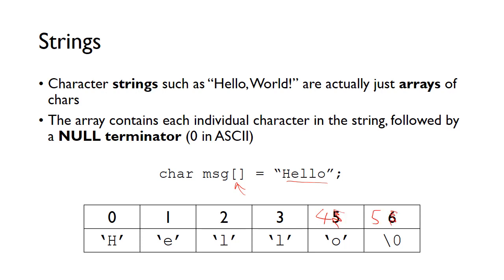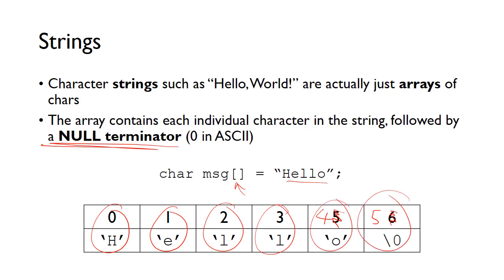So this array is actually going to have 6 elements, 0 to 5. Message 0 will be H, message 1 E, 2 is L, 3 is L, 4 is O, and then 5 will contain this special null terminator. You have to write it as \0, because if you write 0, it's going to think you're talking about the character 0. We don't really see this. It just tells the compiler that that's the end of the string, so we call it a null terminated string.